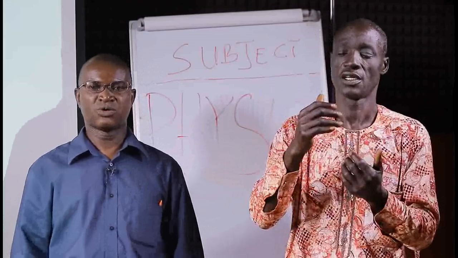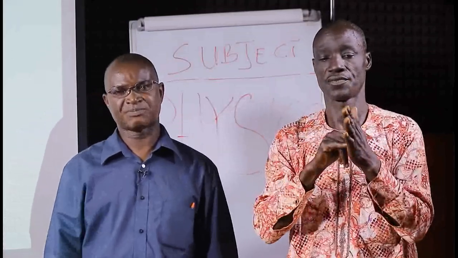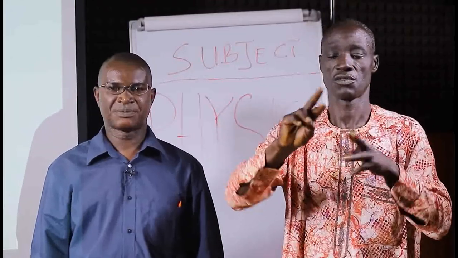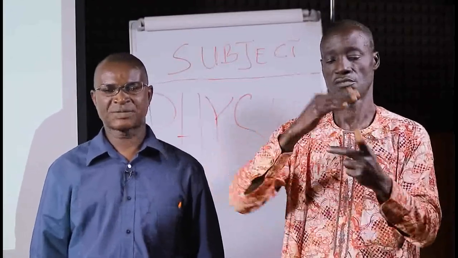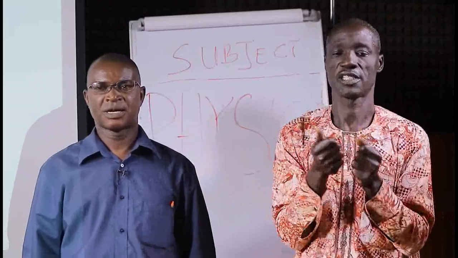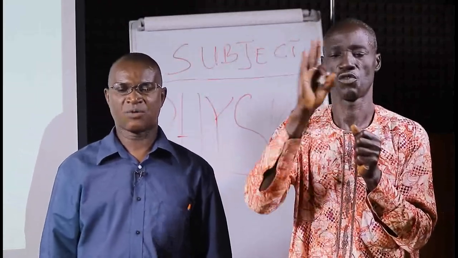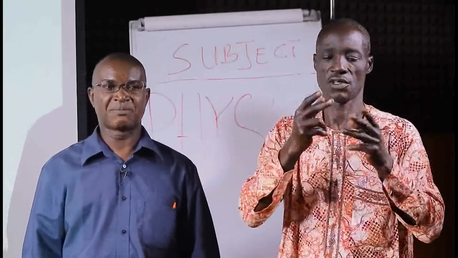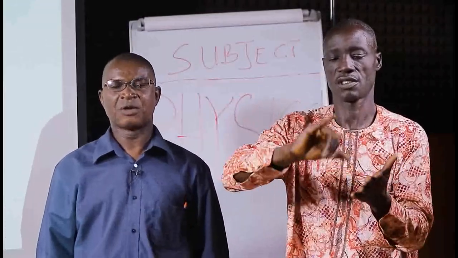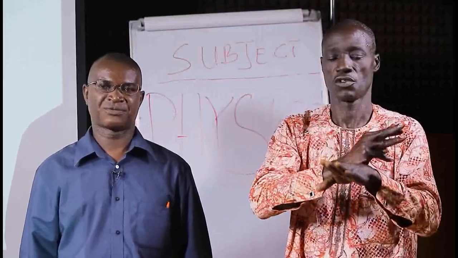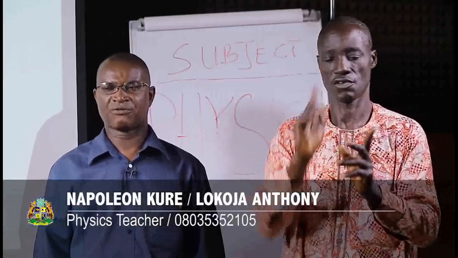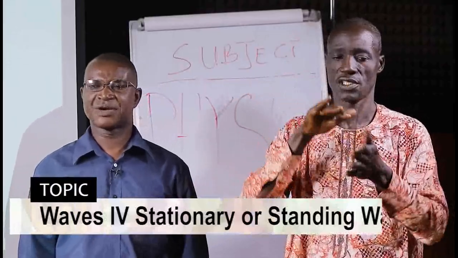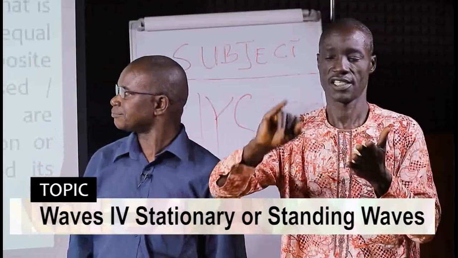The second aspect we look at under waves, that is waves part 2, we look at the mathematical relationship between wave speed, frequency, and wavelength. Then part 3, we look at the mathematical representation of a progressive or traveling wave. For today, under part 4 on waves, we are looking at stationary or standing waves.